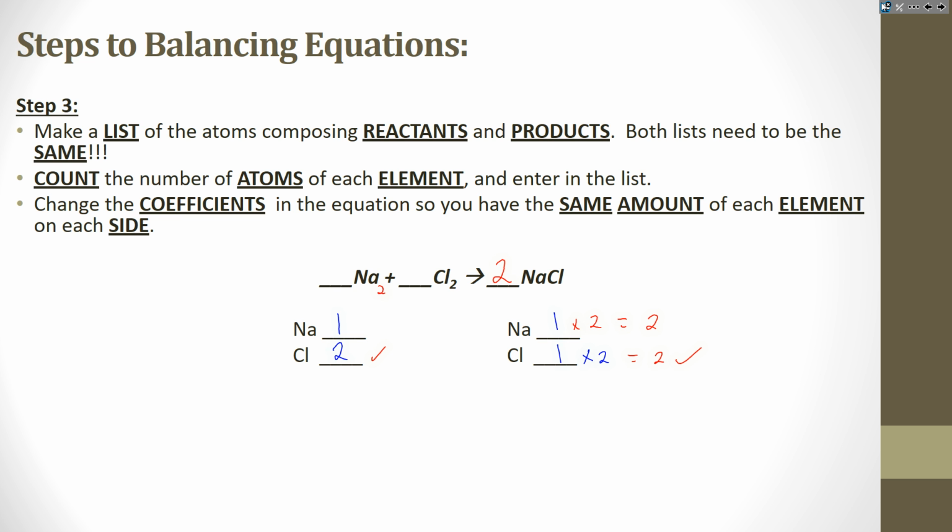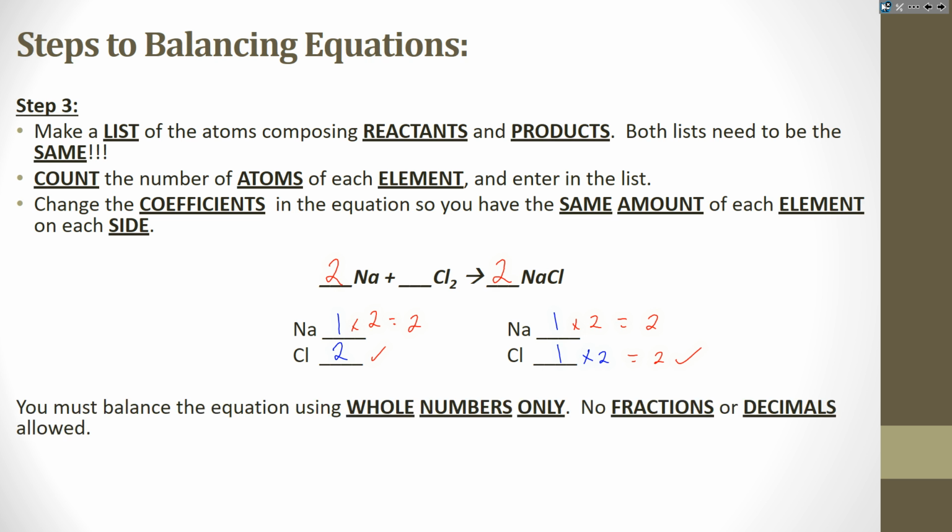I can't go back and just change this because you can't change the subscripts. The subscripts are whatever they are, but what I can do is have 2 sodium atoms. So I'm going to double this and make it 2. So now we have 2 of everything on both sides, and our result would be just 2Na plus Cl2 makes 2NaCl. Notice if there's no coefficient, we just understand that there's a 1 there. So there's always a 1 understood if you don't have a coefficient.